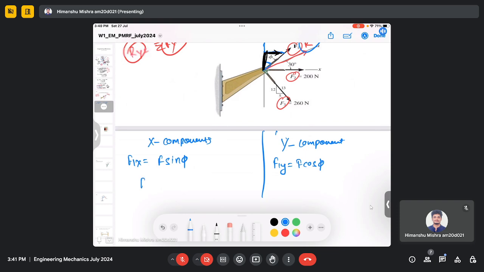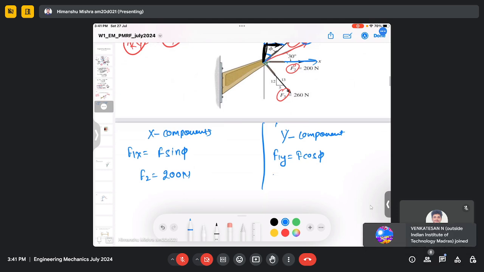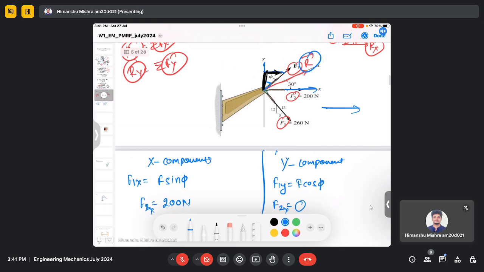Now my F2 will be 200 Newton. So F2 in the x direction is given as 200 Newton. And F2, so let me put F2x. And F2y is 0 because F2 is completely in the x direction. Therefore, there is no contribution of F2 in the y direction.